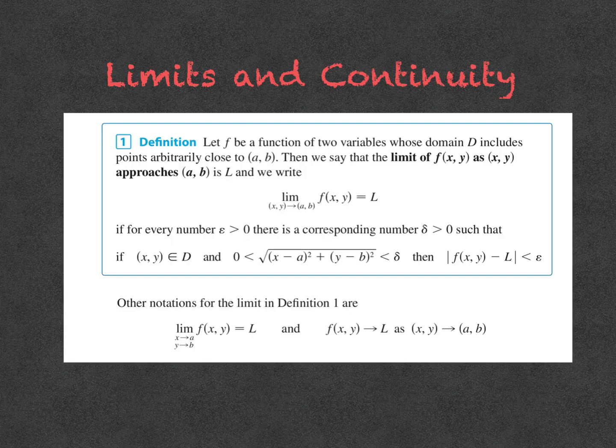It says, let f be a function of two variables whose domain D includes points arbitrarily close to (a, b). And we say the limit of f of (x, y) as (x, y) approaches (a, b) is L. That's this definition right here, and we write it accordingly.